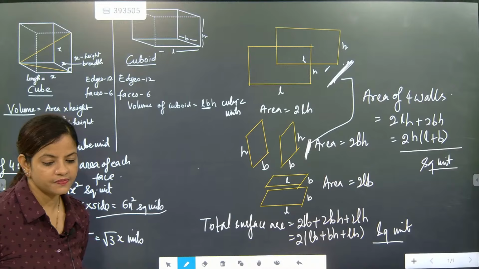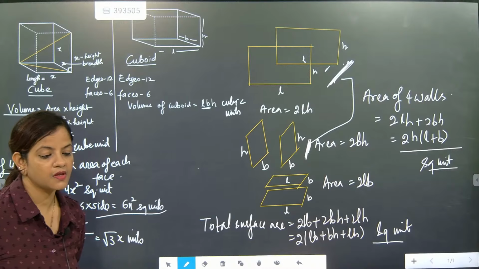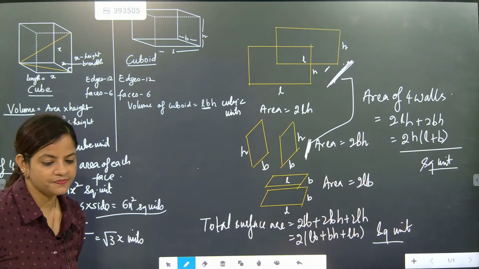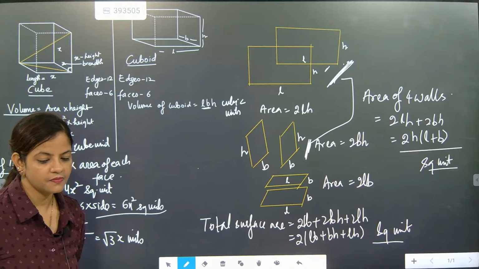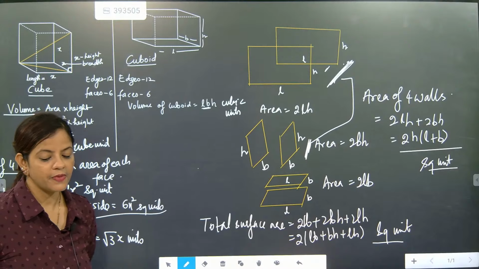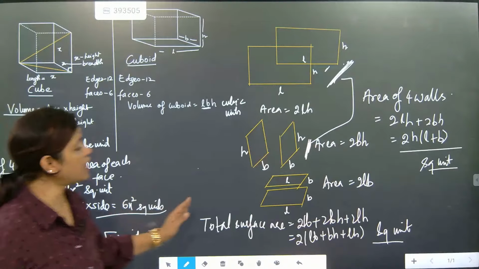Yes, beta. Only these many children are there. Super. Yes, Yashwant is also there. So this is exactly the way we are proceeding.